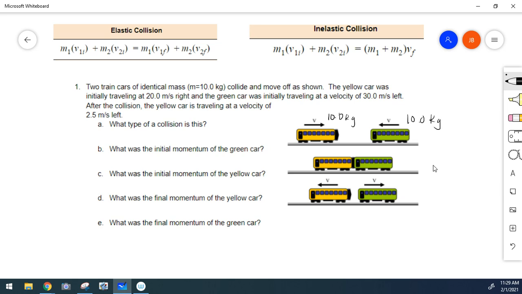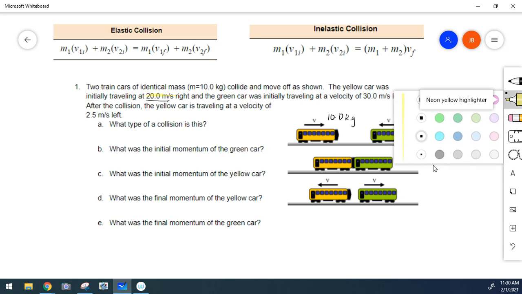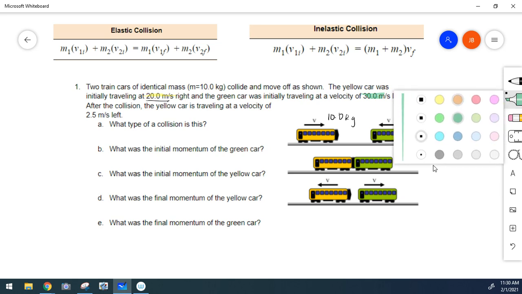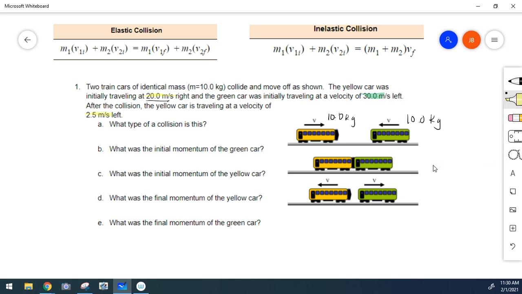The yellow car is initially traveling at 20. So let's say the yellow car is traveling at 20. And the green car was initially traveling at 30. Okay. After the collision, the yellow car is traveling at 2.5.